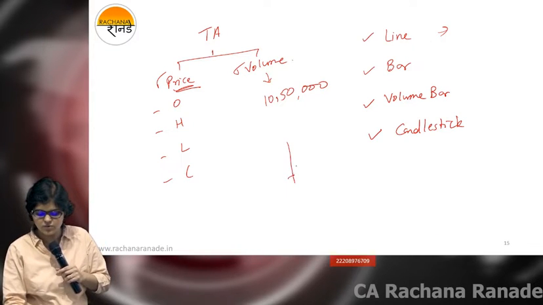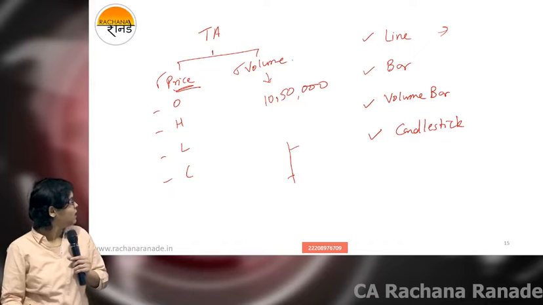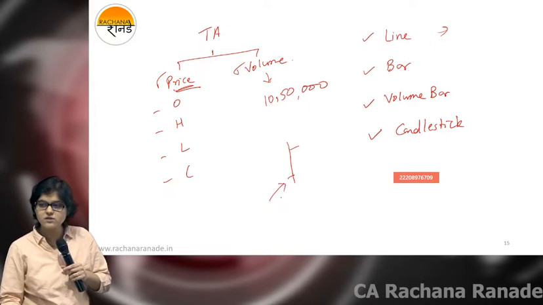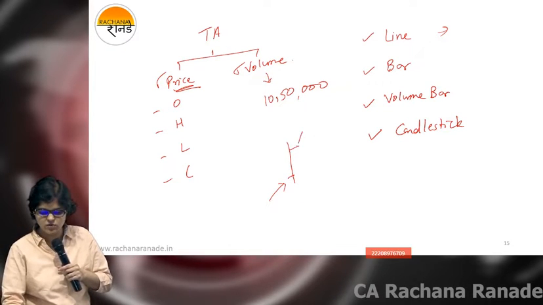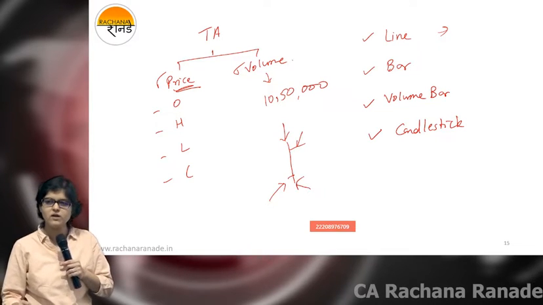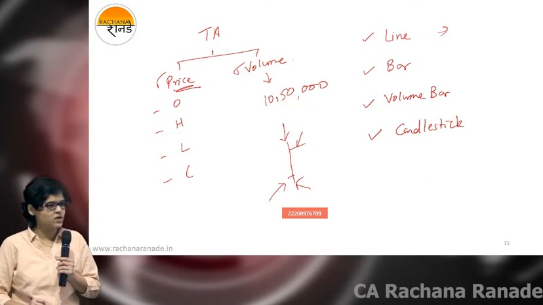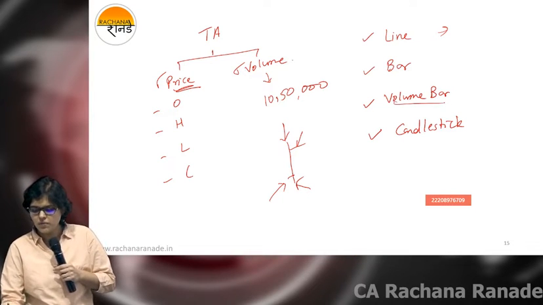Like we draw it something like this: 1, 2. This is known as the opening price. This one is known as the closing price. This one will be the highest price and this one will be the lowest price. Correct? How is a volume bar chart drawn?